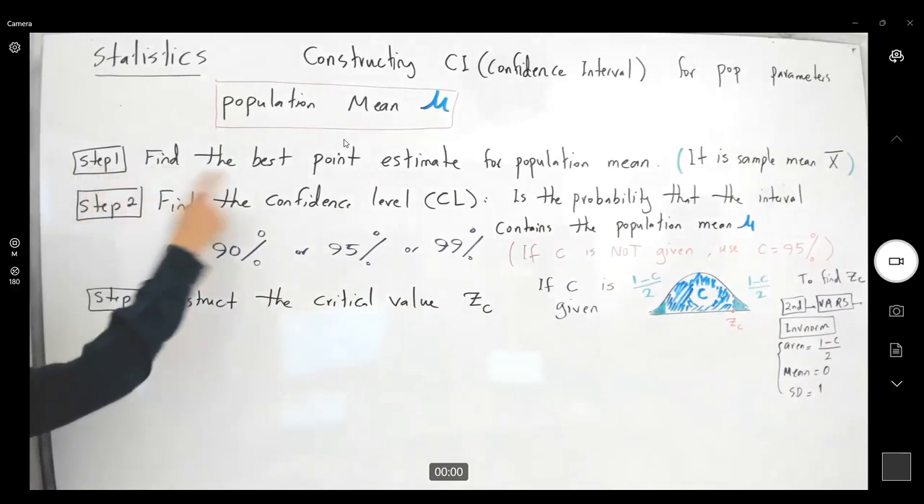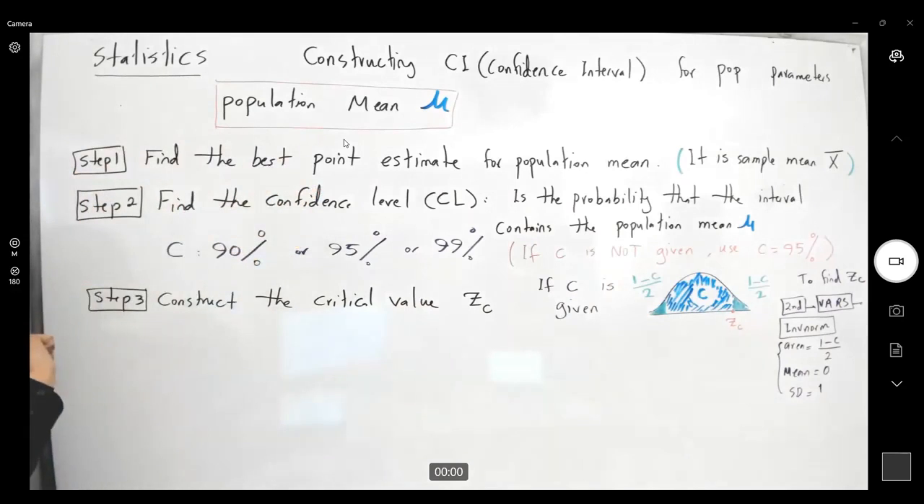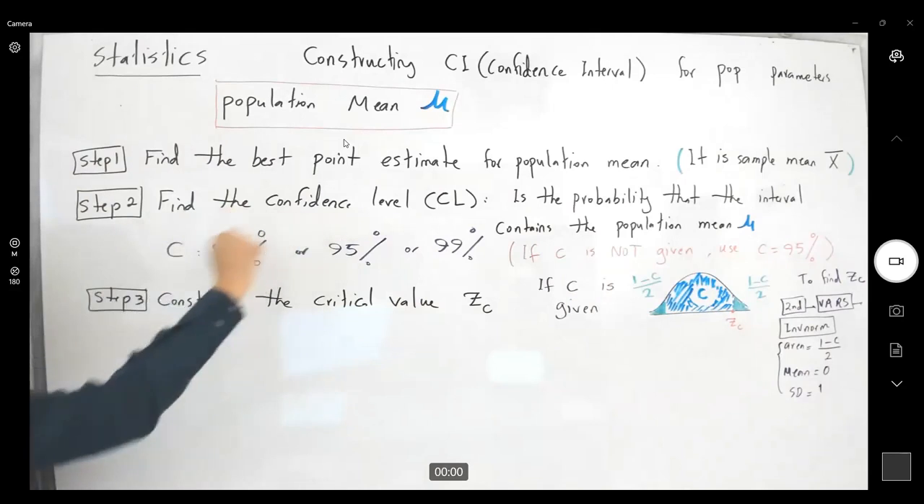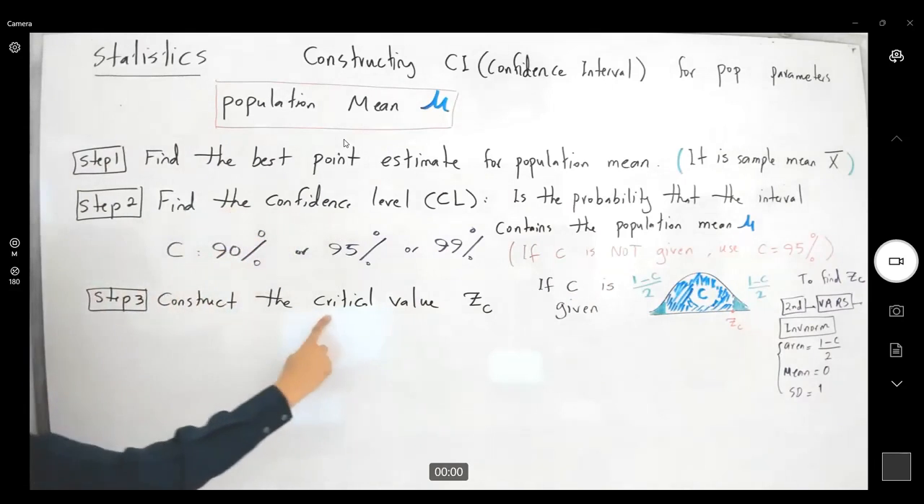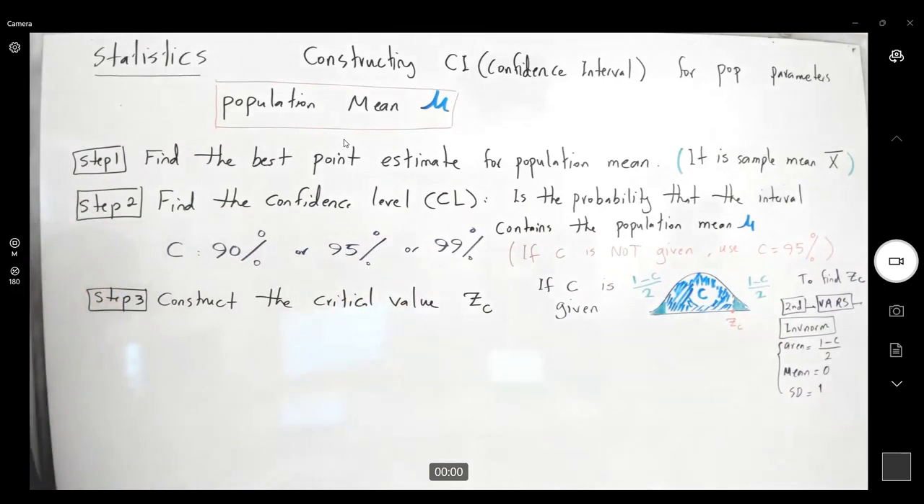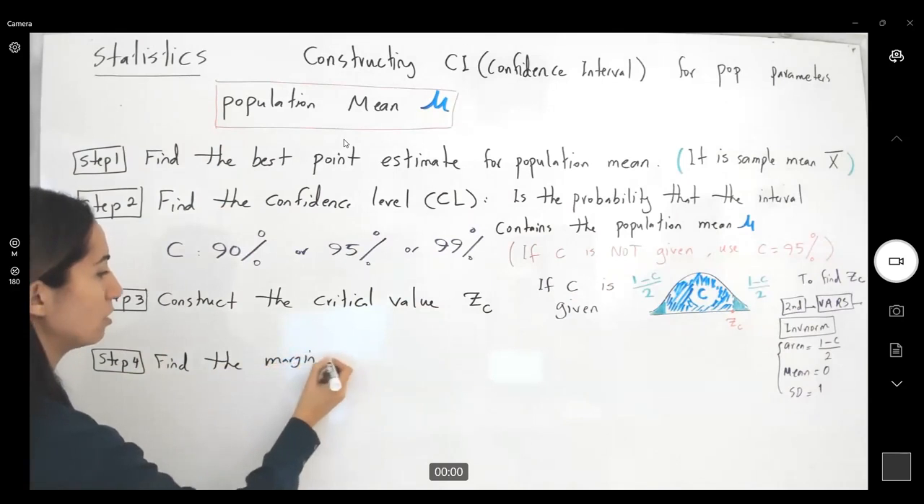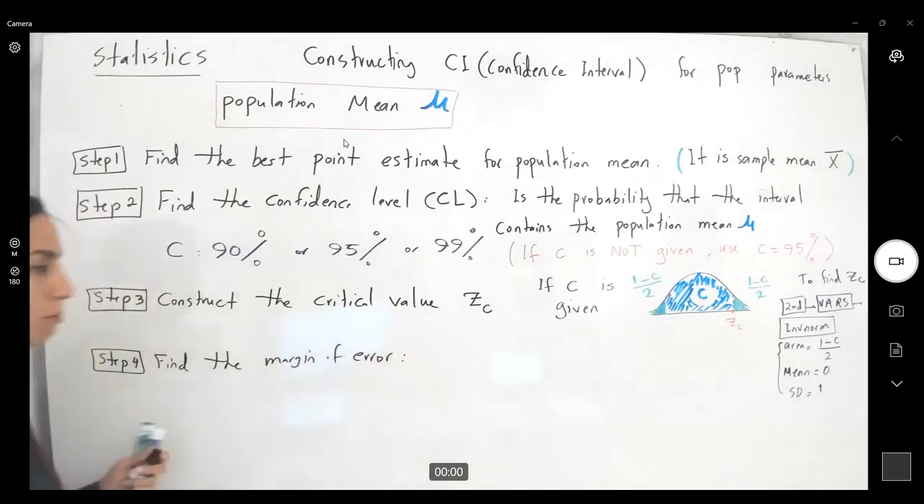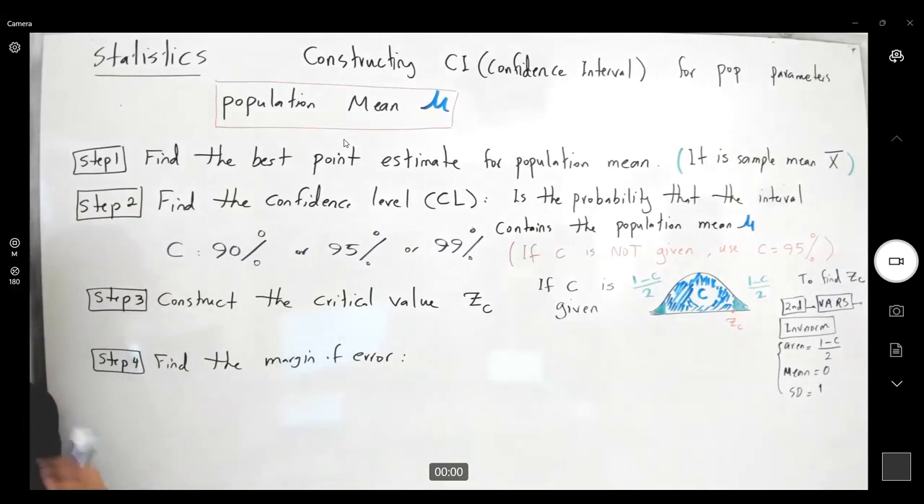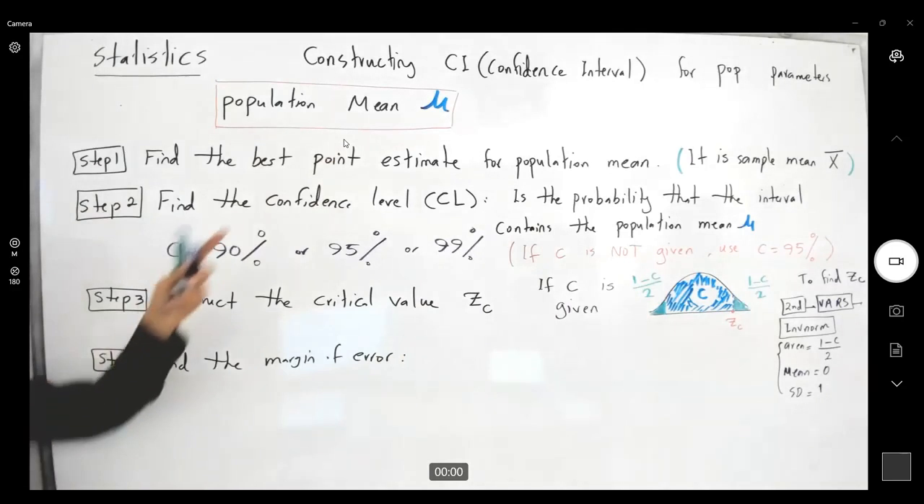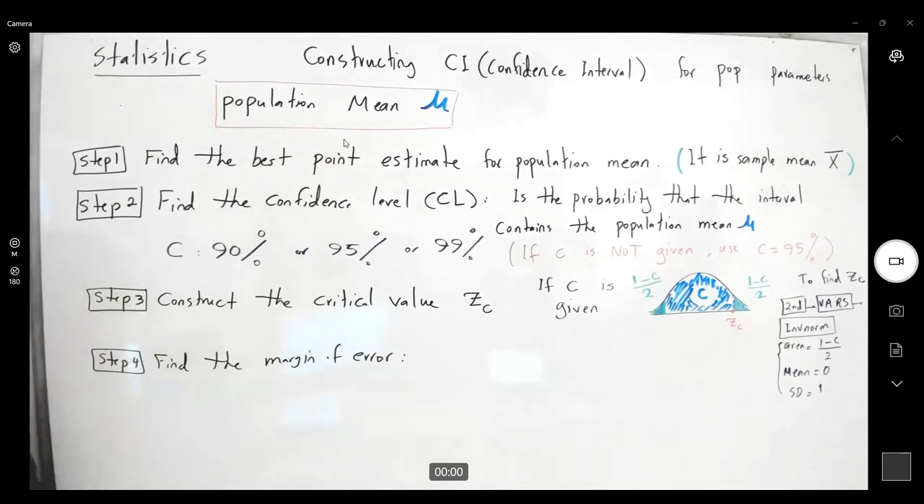Step 1, take your sample, find the point estimate. Step 2, what is the confidence level? Step 3, construct the critical value Z sub C. And next, you need to find the margin of error. Step 4, find the margin of error. Well, what is the margin of error? Margin of error is the largest distance between the population parameter and the point estimate that you have.